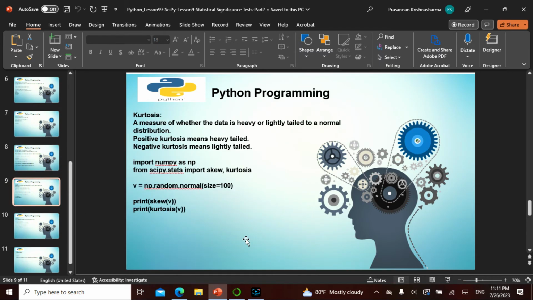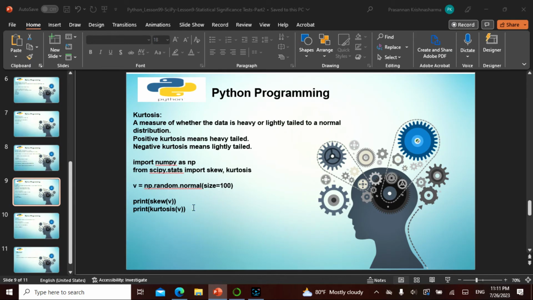Kurtosis is a measure of whether the data is heavy or lightly tailed compared to the normal distribution. In the previous figure, I showed you this normal distribution. A positive kurtosis is heavily tailed, a big, thick tail. A negative kurtosis is lightly tailed. Think of a thin tail, like a puppy's tail. A positive one is like a real dog's tail, which is really thick. A puppy's tail is very flimsy.